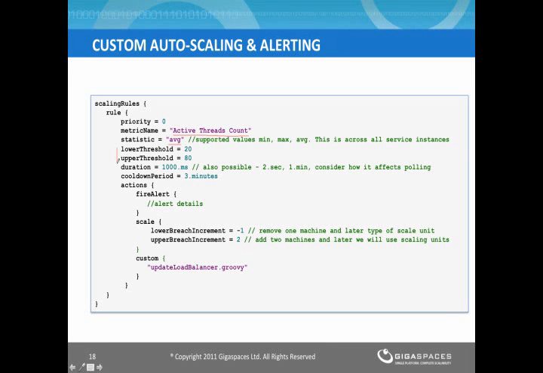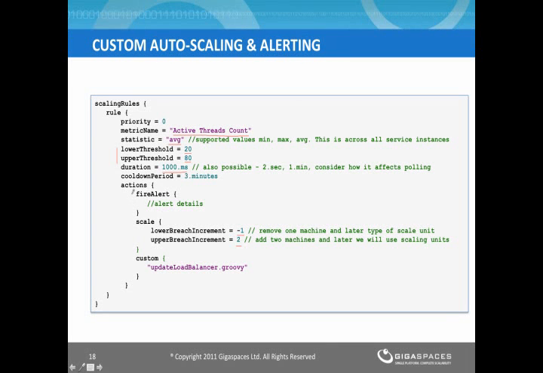The next thing we have is lower and upper threshold. So what we do here is we specify as part of this rule the thresholds that are going to be used by the Cloudify controller to proactively react to what's going on in the system. So in this case, if the active thread count goes below 20 for at least 1 second, we're going to decrease one instance. If the active thread count goes above 80, by average of course, for more than 1 second, we'll decrease the number of instances by 2.